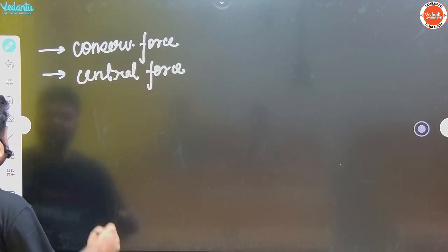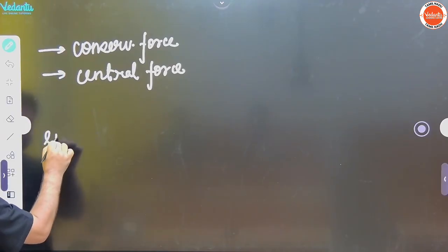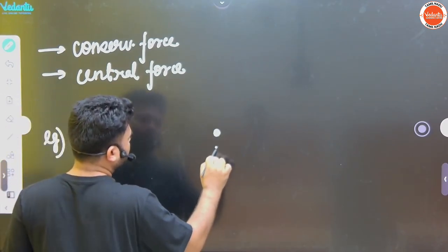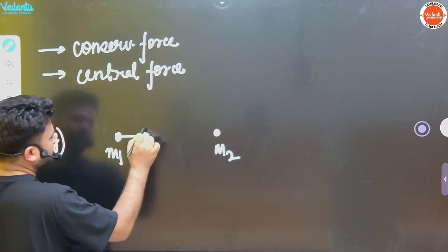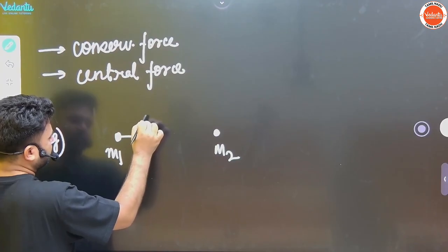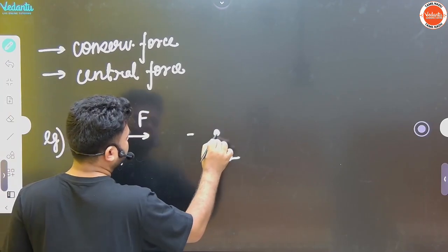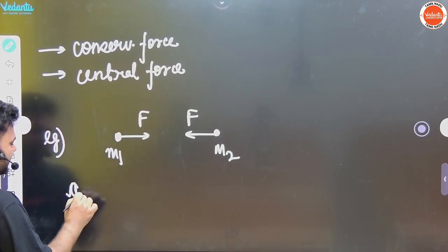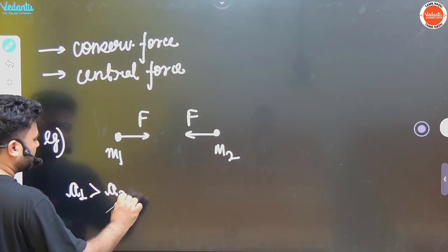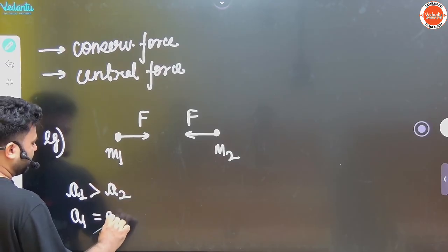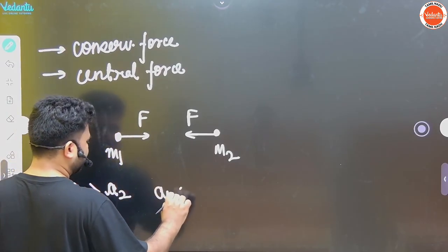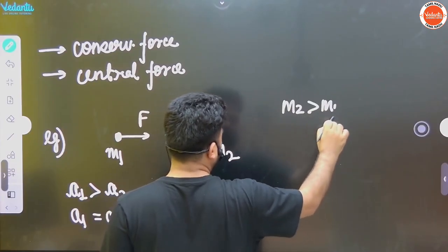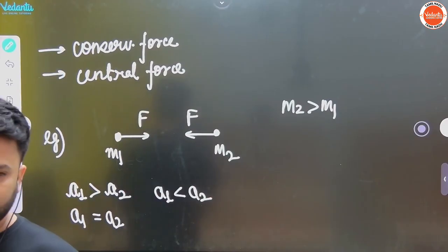Okay. Next is, suppose someone asks a question that, okay, this is a mass m1, this is a mass m2, the force on this mass is suppose F. So here also the force should be F, the same value. They have asked one question: the acceleration of the first mass is greater than the acceleration of the second mass, the acceleration of the first mass is equal to the acceleration of the second mass, or the acceleration of the first mass is less than the acceleration of the second mass. Given m2 is greater than m1. What is the answer? Think.